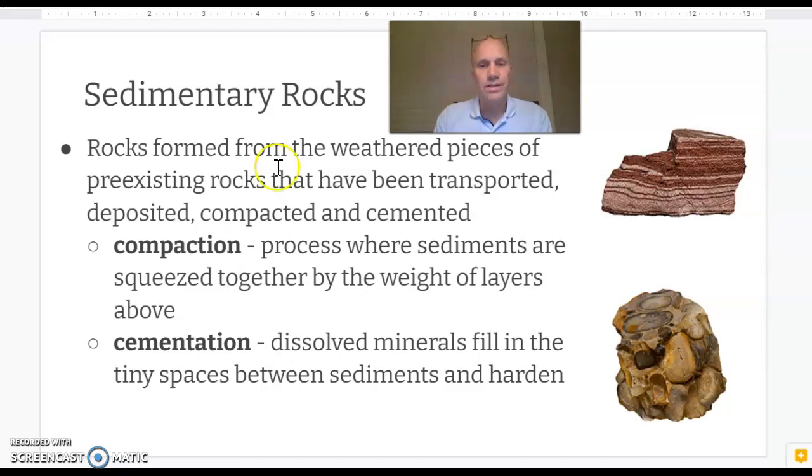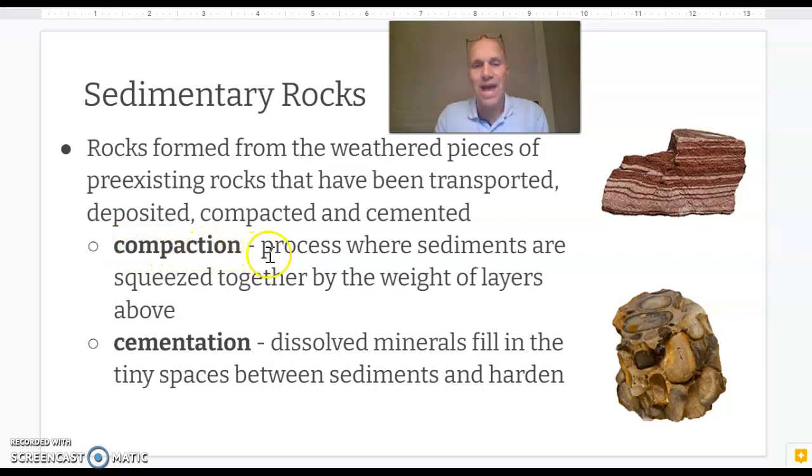The next type of rock is a sedimentary rock. All right, so sedimentary rocks are rocks formed when tiny pieces of existing rock come together. They've been broken into small bits, transported, deposited, compacted, pressed together, and cemented together to make a new rock. All right. So there are two processes that occur.